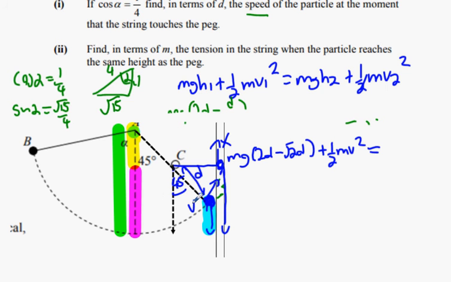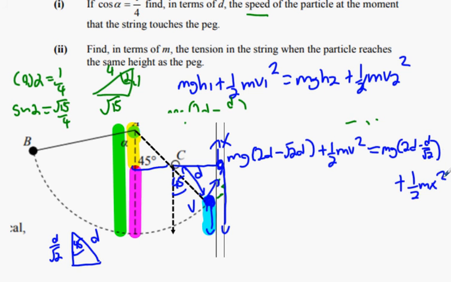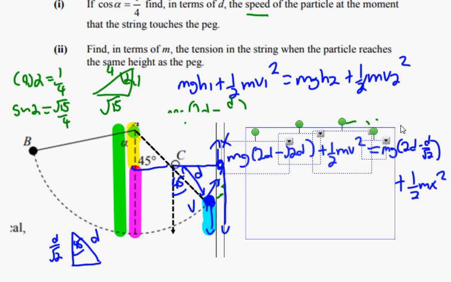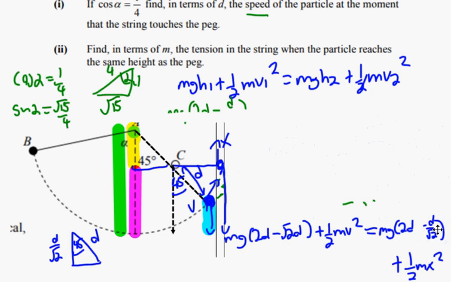So, the yellow one, if I draw a line like that and make a small triangle, this small triangle is of length d and angle of 45. So it's d over root 2, isn't it? And then the height therefore will be mg 2d. 2d is the green. The yellow is d over root 2. Is that okay? And then plus a half mx squared.